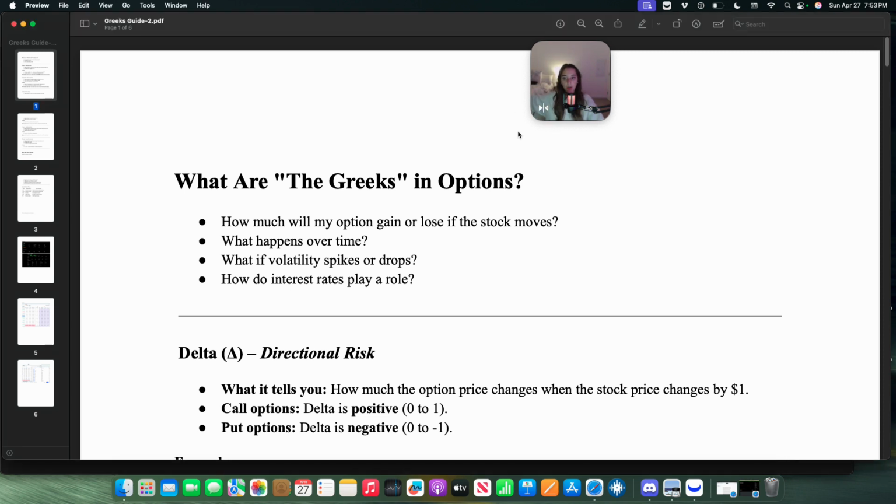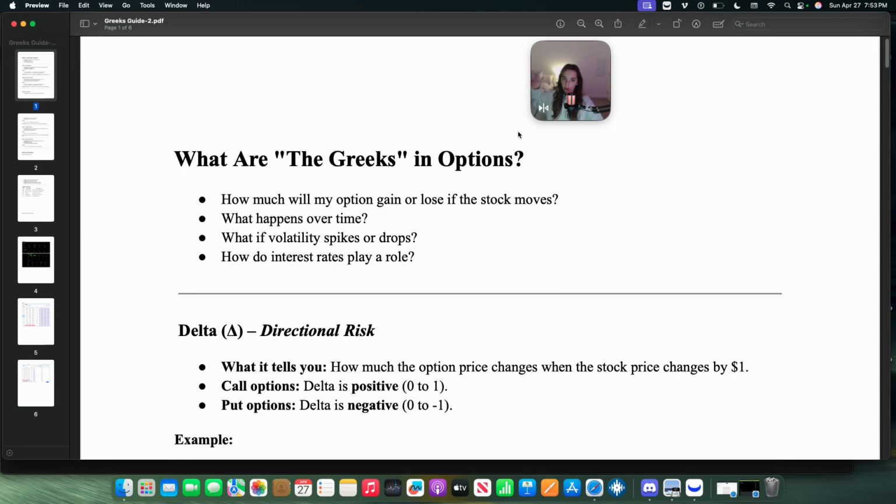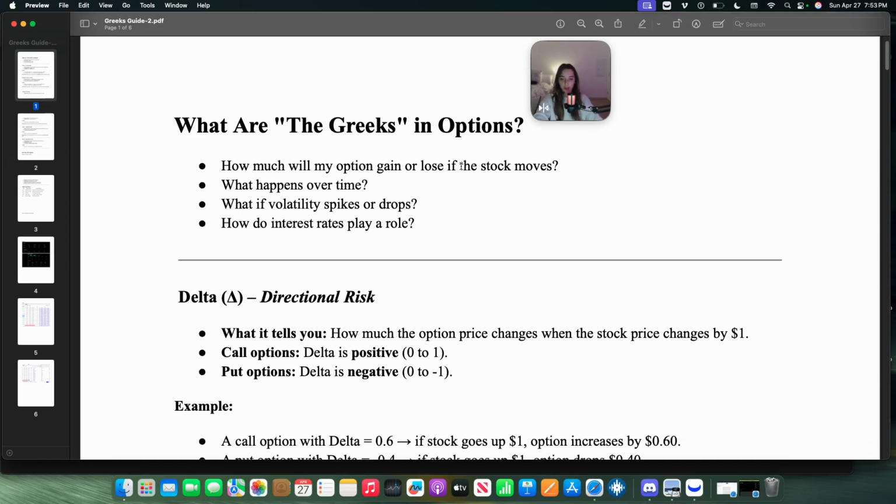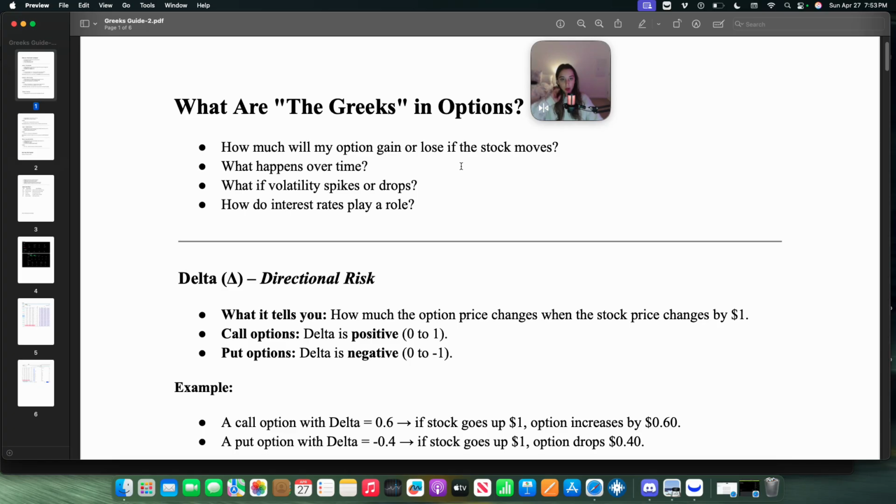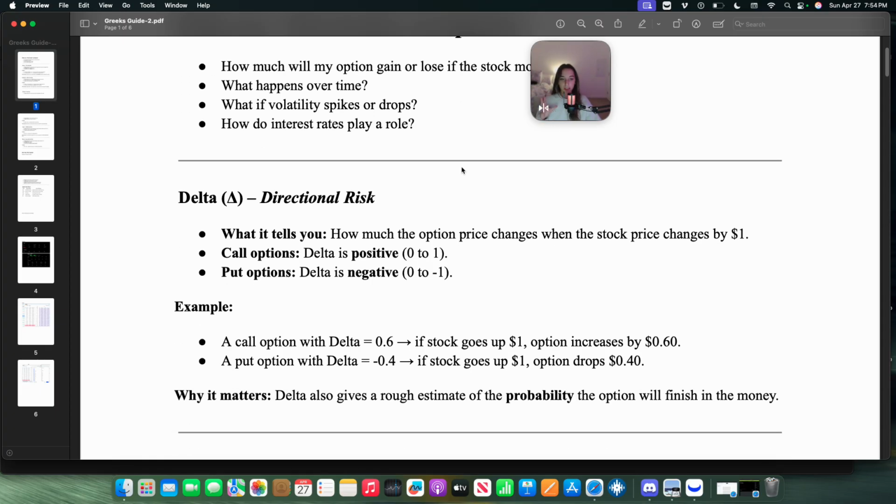So, what are Greeks? Like I just said, they determine the price of whatever option contract you are buying. How much will my option contract gain or lose if the stock moves? What happens over time? What if volatility spikes or drops? How do interest rates play a role? We will get to all those questions, but let's first go over all of the Greeks and each of their meanings. So, delta is going to be the first one, directional risk.